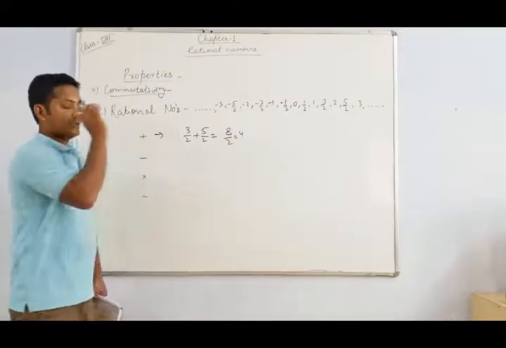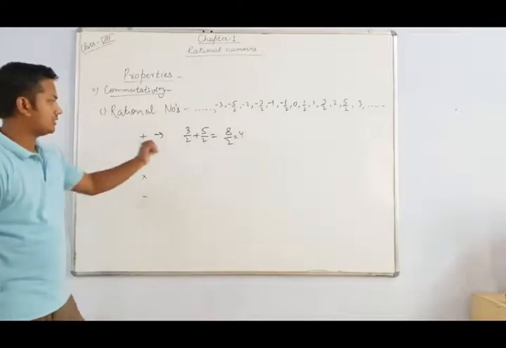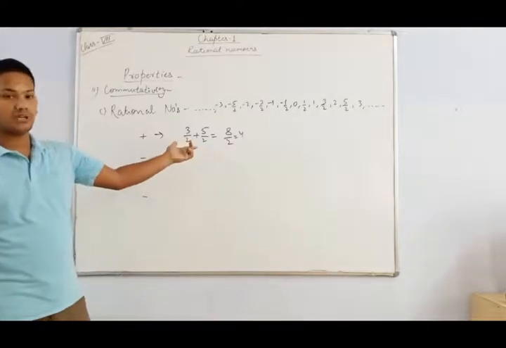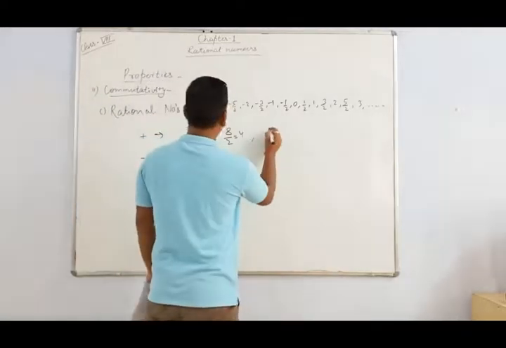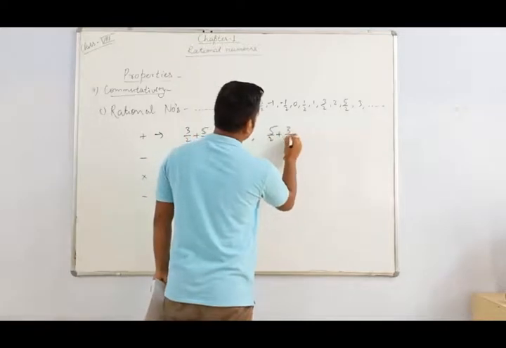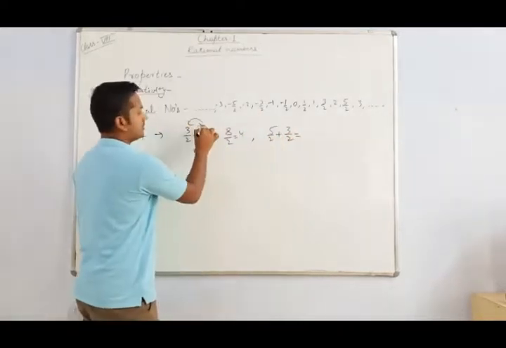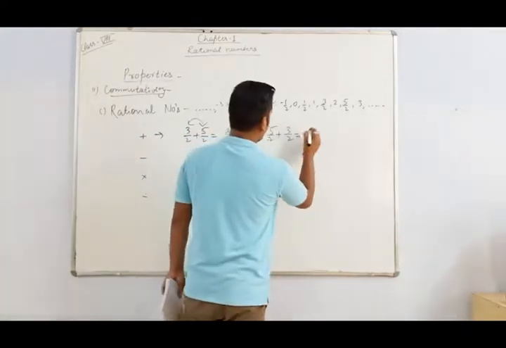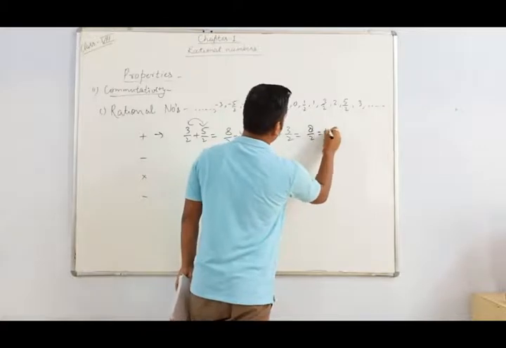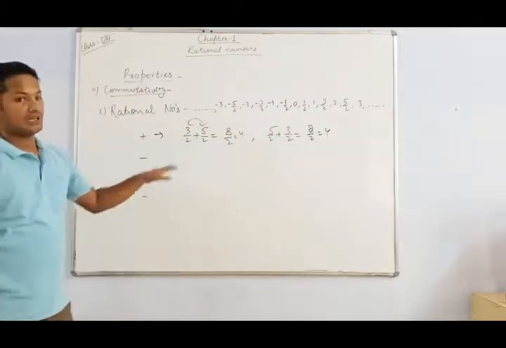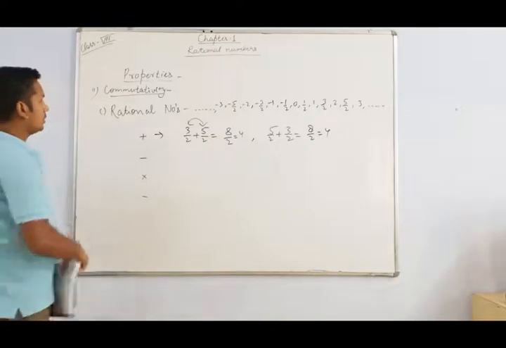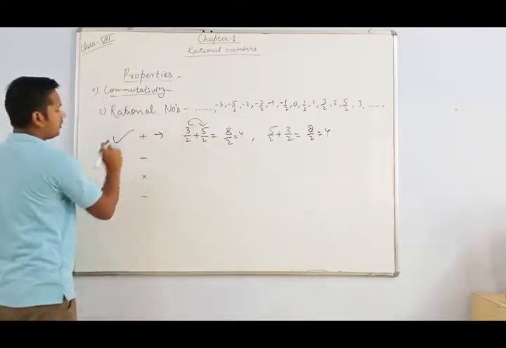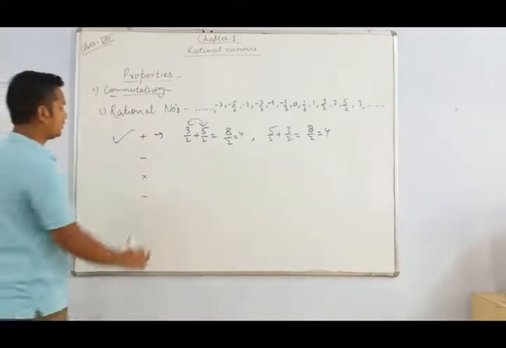If rational numbers are commutative under the operation of addition, then if we interchange the places of these two numbers, we will get the same answer. So 5 by 2 plus 3 by 2. We have changed the places. So 5 by 2 in the place of 3 by 2 and 3 by 2 in the place of 5 by 2. Now it has got 8 by 2 again, that is 4. That means in both the cases we are getting the same answer. So it means that rational numbers commute under the operation of addition. Now for subtraction.